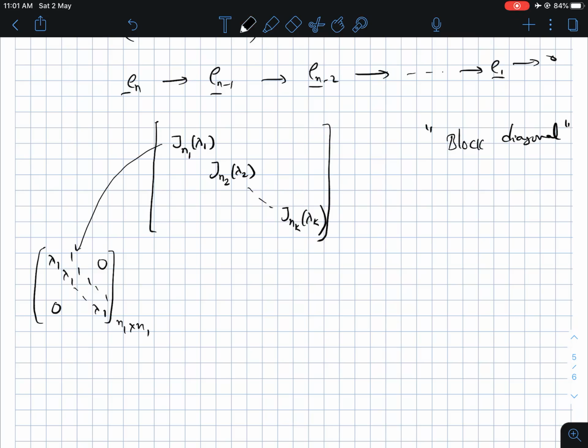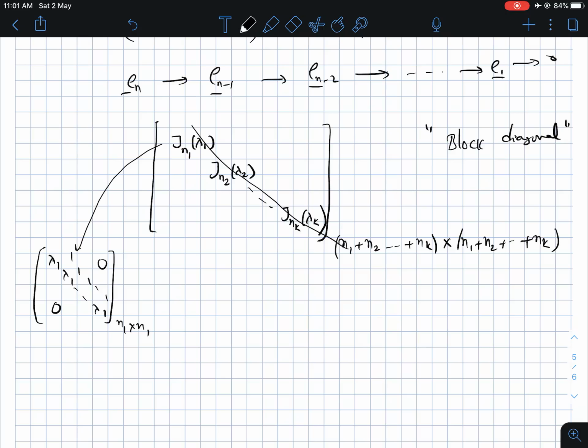So what will be the size of this overall matrix? It's going to be n1 plus n2 plus up to nk cross the same thing. It's going to be a square matrix of this size, correct? So I stitch them all together and this is what I will get.